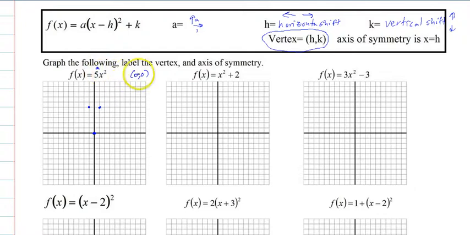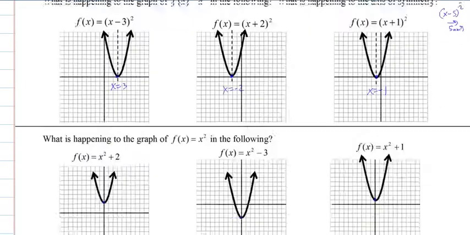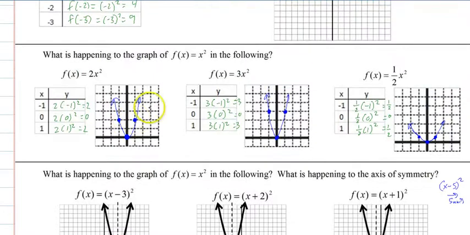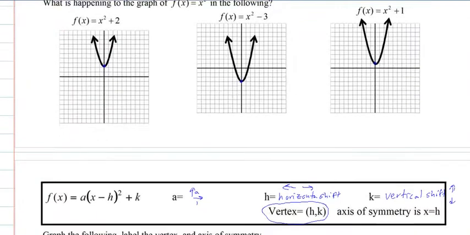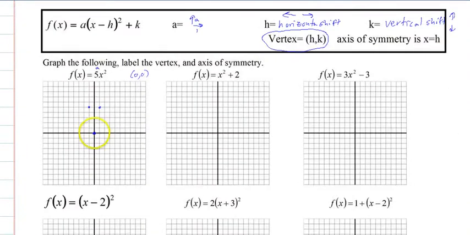So you place its vertex, which there's no h and k, so it's 0, 0. And then our A is 5, which means we go up A over 1, just like we did here. Up 2 over 1, up 3 over 1, up a half over 1. And then we can graph. They're this quick. So let's look at another one.